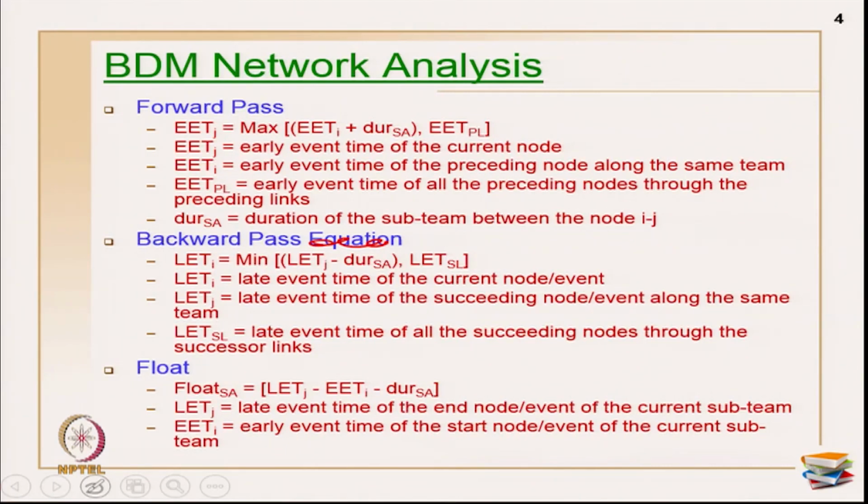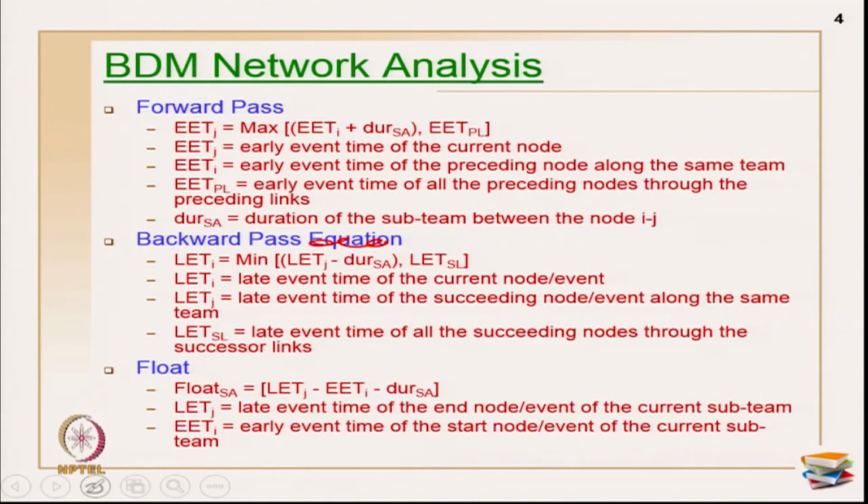In the backward pass, again it is called late event time of I, because late event LETJ is primarily the maximum value you are getting at the end. For the last portion, you will take the maximum of your EETJ, and for the previous activities or events, you will take the minimum of the values which has come from the preceding links.